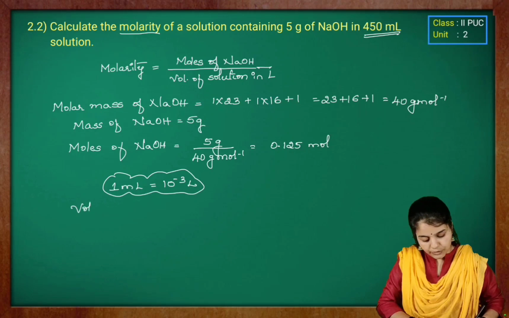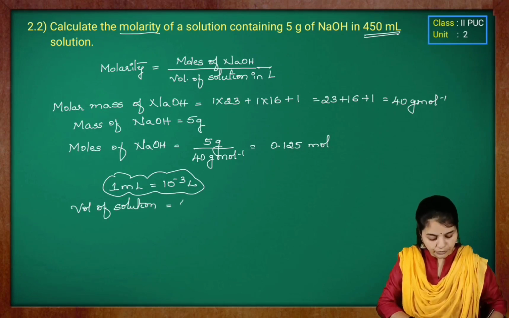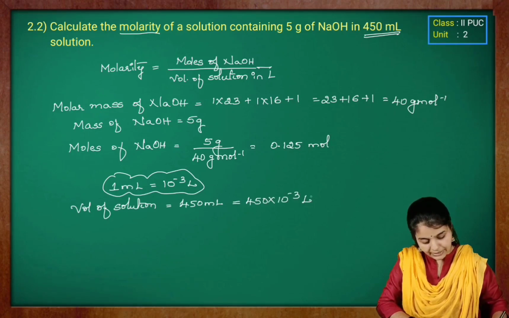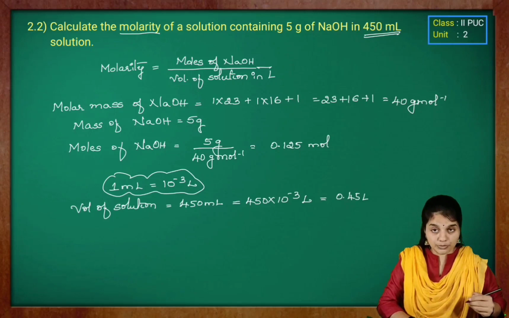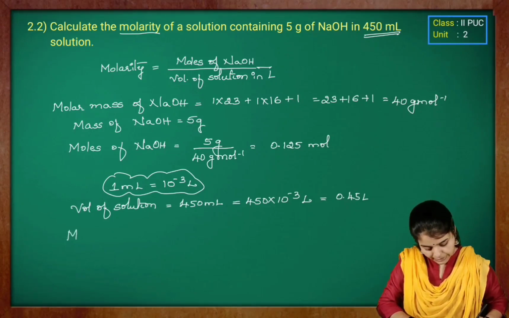So volume of solution, they have given it as 450 ml. So this is nothing but 450 into 10 to the power minus 3 liter. This is nothing but 0.45 liter. Now let us substitute these values into the formula of molarity.